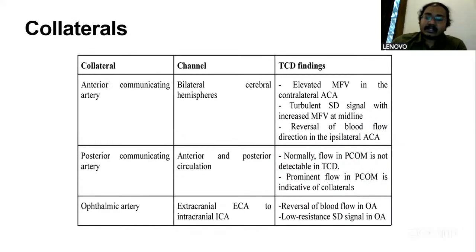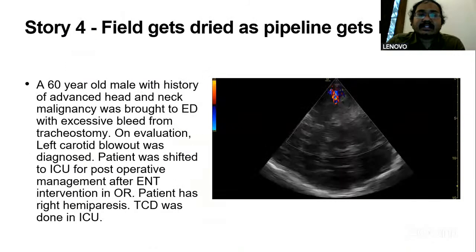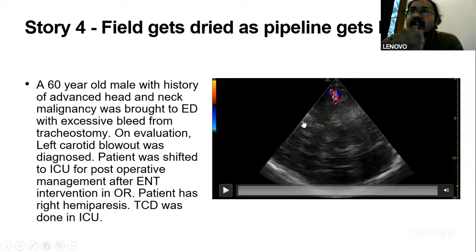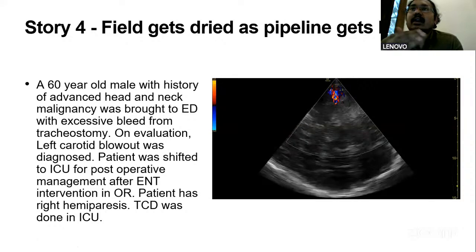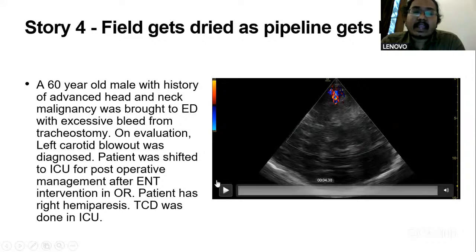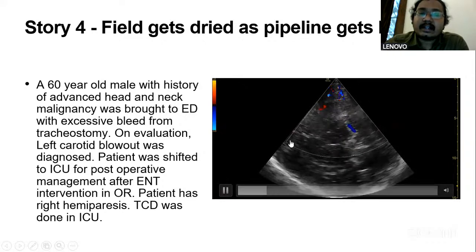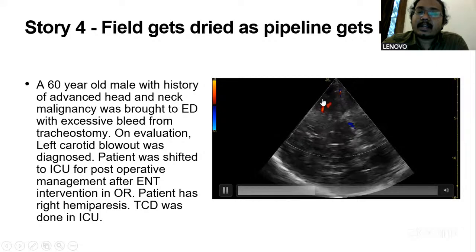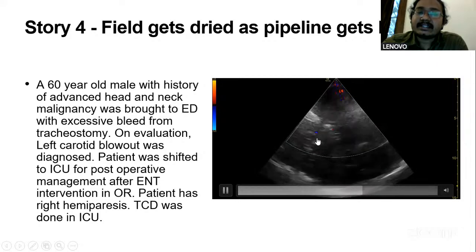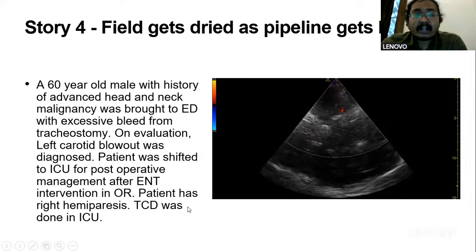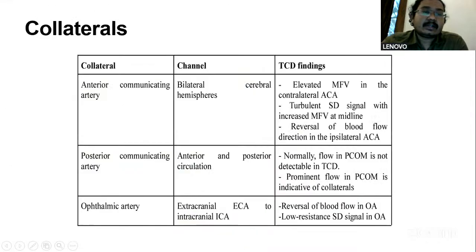So many times, in our previous case, even though the common carotid artery had been handled, we ideally expect a complete occlusion of MCA as well as ACA. But here there was some flow at the ACA level, and some flow in the distal MCA. So we were wondering what it could be, and the answer we found was collaterals.